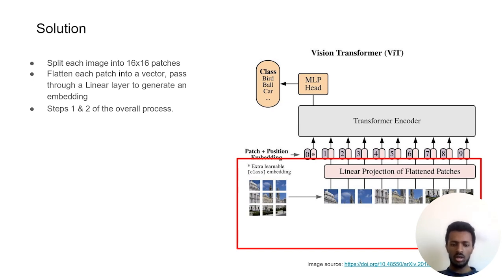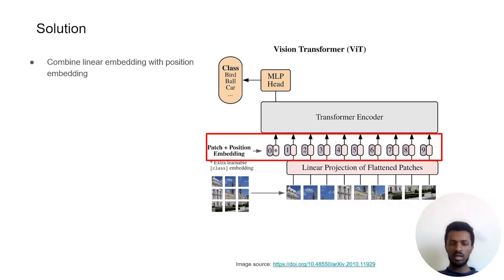The name 16 by 16 comes from the fact that we are taking patches with a resolution of 16 by 16. As you can see here is the image, and the image is split into patches. Now we are seeing nine patches, and each patch is then fed to the linear projection, or linear layer, to generate an embedding. And after generating the embedding, we give it the positional embedding.